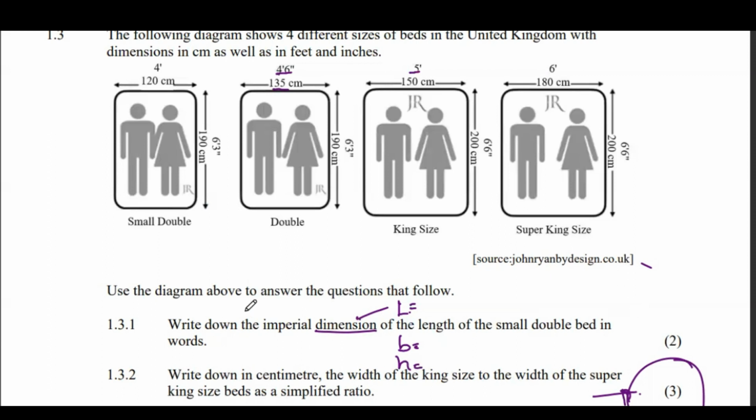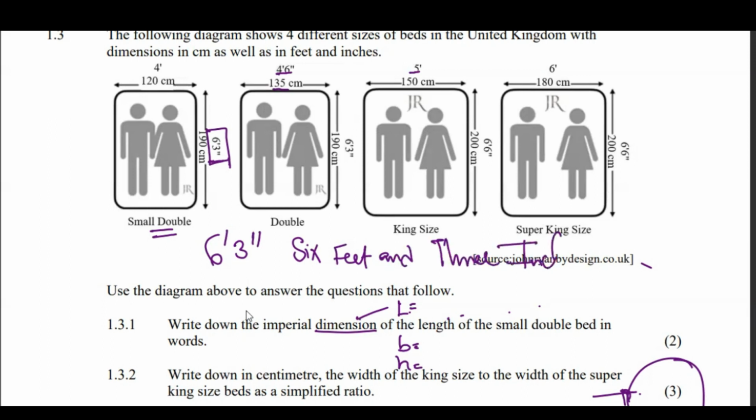Now they're saying write down the dimensions of the length of the small double. So you're writing the length. The length is the longer side, which is this. They want you to write it in words. So it's 6 feet and 3 inches. You write it in words and you say 6 feet and 3 what? 3 inches.